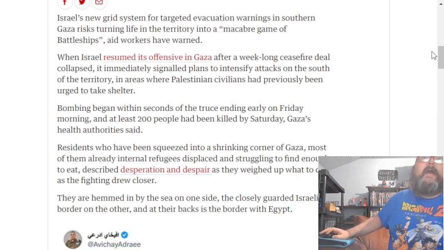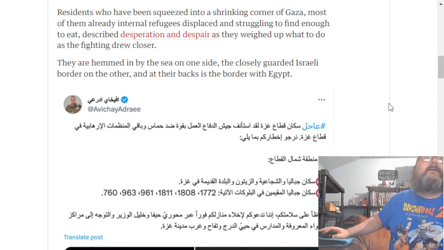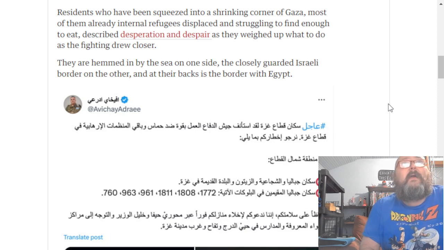Residents who had been squeezed into a shrinking corner of Gaza, most of them already internal refugees displaced and struggling to find enough to eat, described desperation and despair as they weighed up what to do as the fighting drew closer. They were hemmed in by the sea on one side, the closely guarded Israeli border on the other, and at their backs was the border with Egypt.